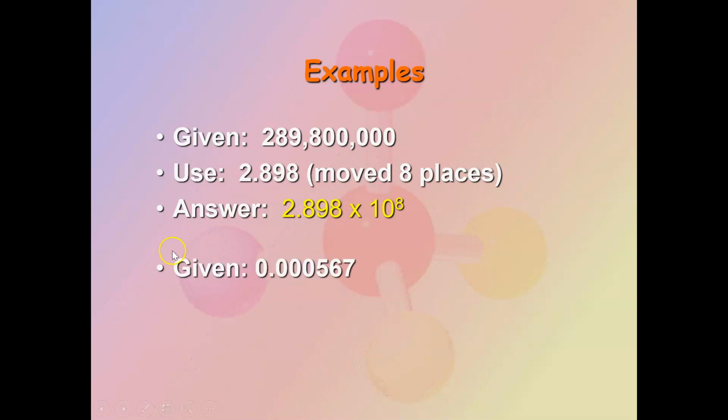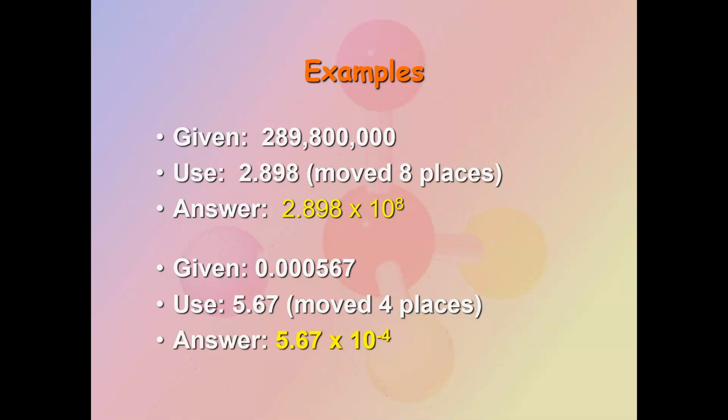On the other end, if we had 0.000567, I'm going to move that decimal point till I only have one non-zero number in front of it. 1, 2, 3, 4. So I'm going to have 5.67, and I moved it 4 places. But since I started with a really small number, you use a negative exponent. So in this case, we have 5.67 times 10 to the negative 4th.